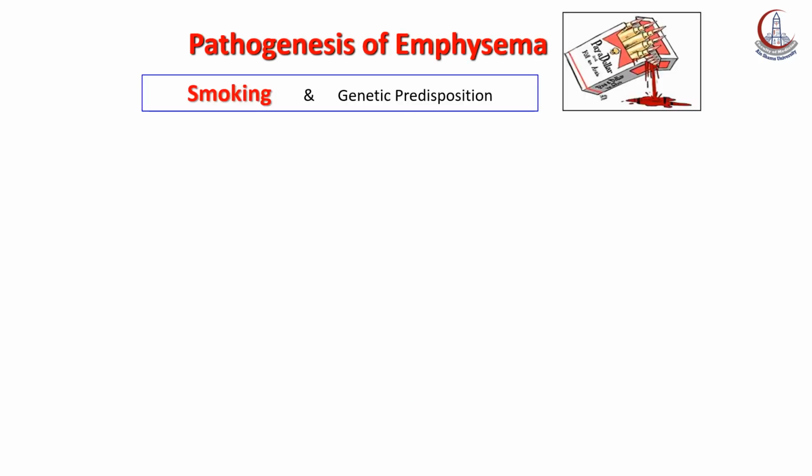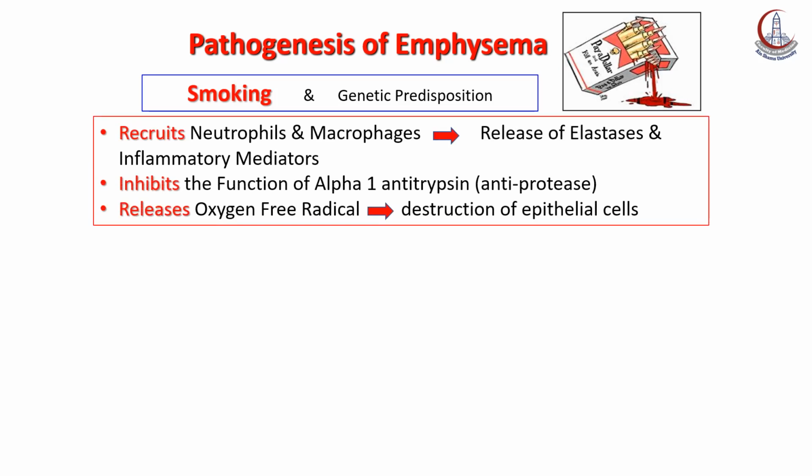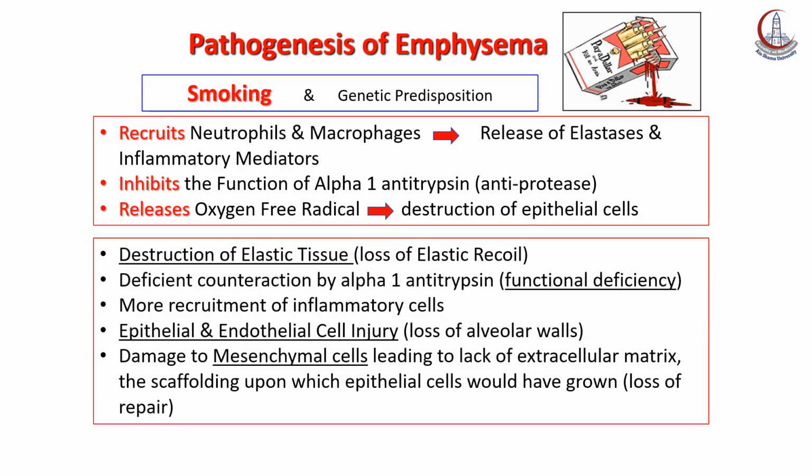Smoking and genetic predisposition cause recruitment of neutrophils and macrophages with the release of proteases and elastases. Also, the functional inhibition of alpha-1 antitrypsin decreases the effect of alpha-1 antitrypsin, so it decreases the antiprotease effect. The release of oxygen-free radicals causes destruction of epithelial cells and elastic fibers in the alveoli.